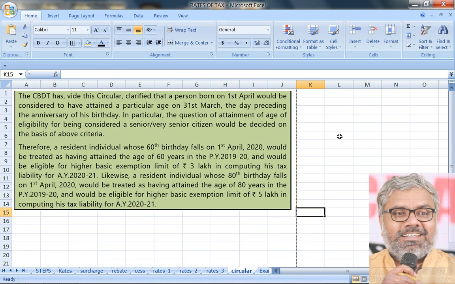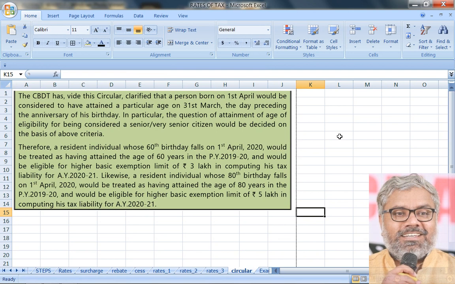So the essence of all this is simple. Where a person is having his birthday on 1st April, for income tax purposes, his birthday is assumed to be not 1st April, but 31st March. Calculations of 60 years and 80 years have to be done accordingly. Of course, will the birthday of a normal person matter? That doesn't matter. Nobody cares about that.